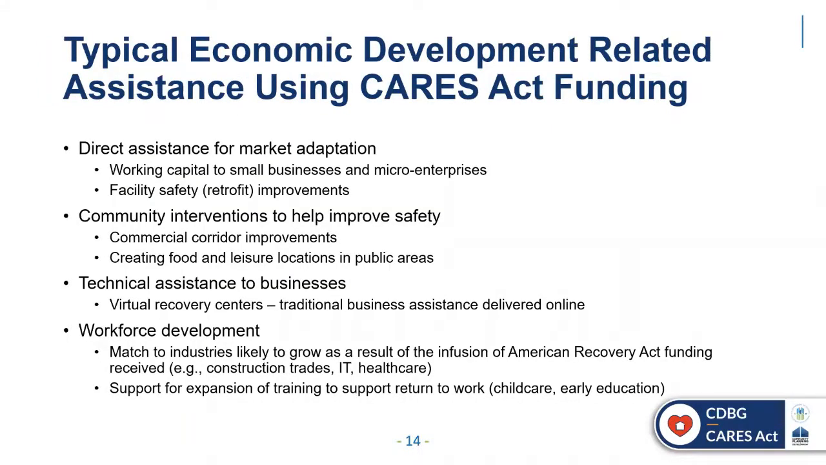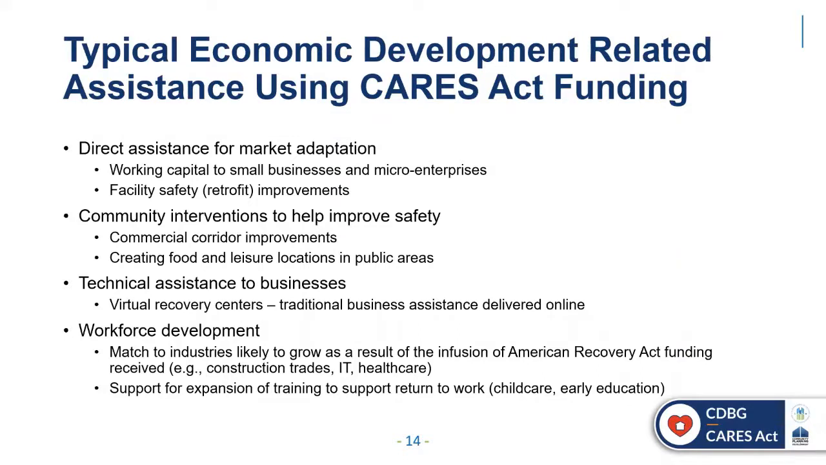So the typical economic development related assistance using the CARES Act funding, and we would expand that to also include, obviously, the American Rescue Plan today. These are the primary categories you'll see funding resources being developed to support direct assistance to market adaptation. So working capital to small businesses and micro enterprises. We've seen a lot of this with the SBA Paycheck Protection Program and Economic Injury Loan programs and other disaster programs that they've developed to respond to the pandemic.